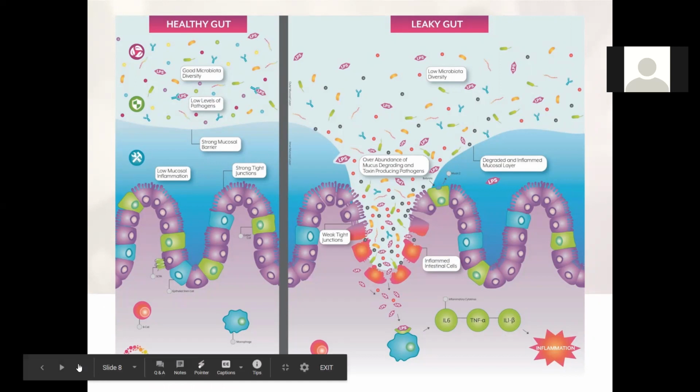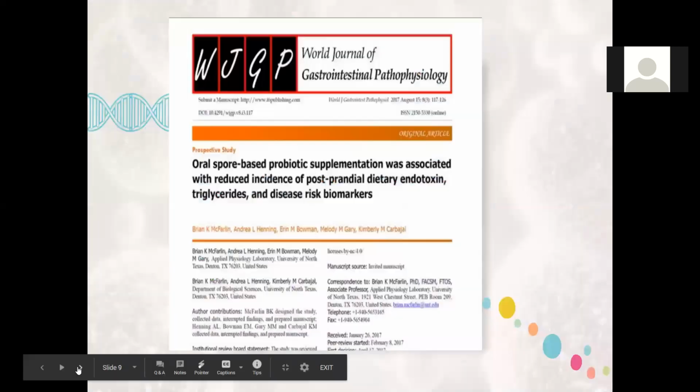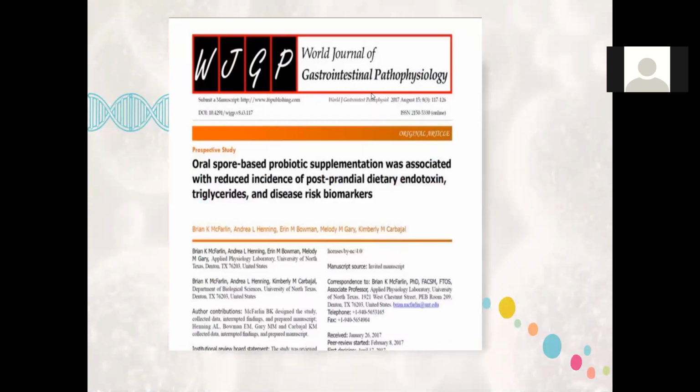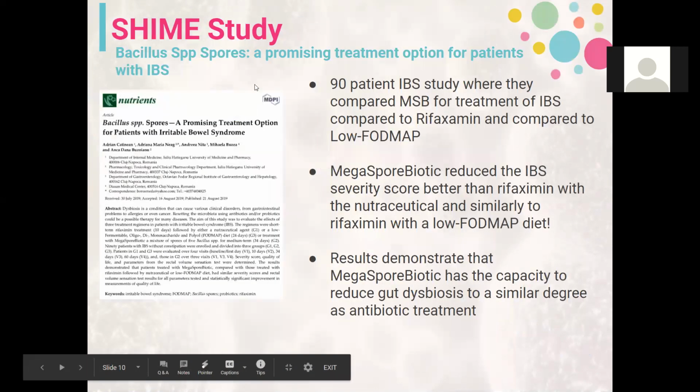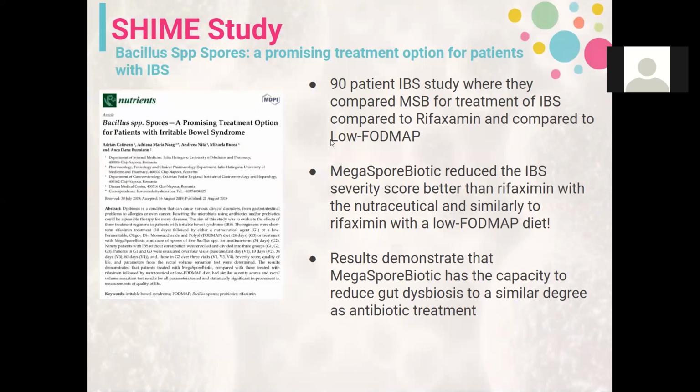But we also have some tools, as illustrated here in this clinical study of Megaspore. This was published in the World Journal of Gastrointestinal Pathophysiology, August of 2017, and it shows a 45 to 60% reduction in lipopolysaccharide. And this is a study showing its performance in the condition IBS. Megaspore reduces the IBS severity score better than rifaximin with the nutraceutical and similar to rifaximin on a low FODMAP diet. So very strong.